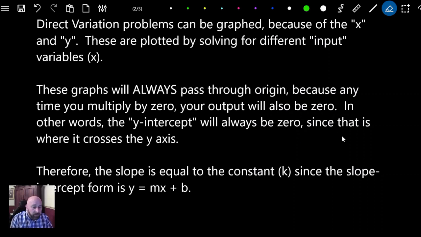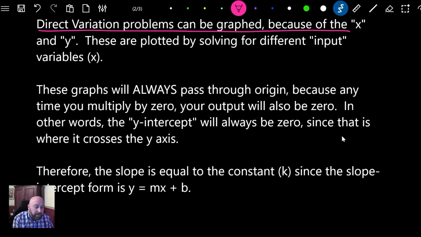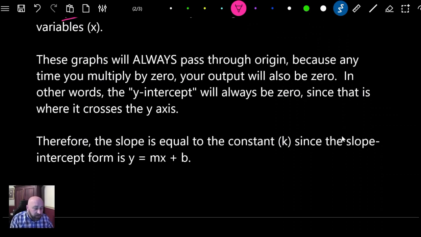All right, so look here, direct variation problems can be graphed. Why? Because of the x and the y, right? We graph x and y all the time, okay? We've just started doing that, so you have an x variable, a y variable. You can put it on the graph, right? We have an x line and a y line. We can do this.